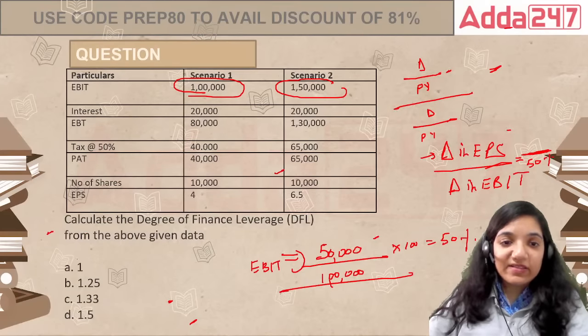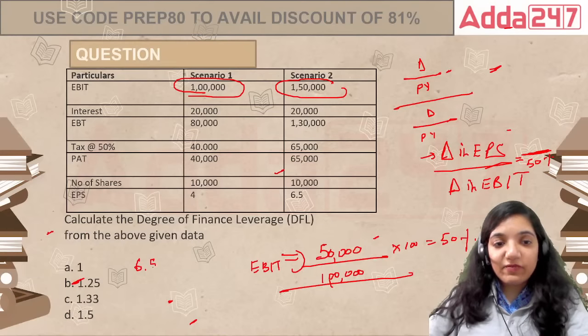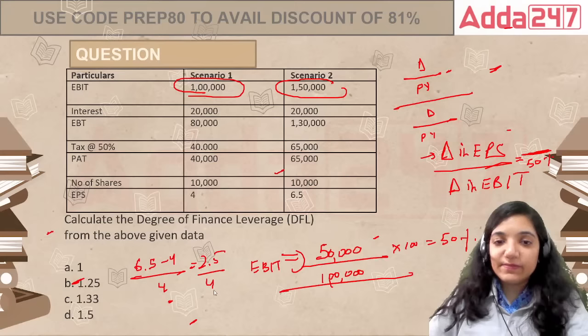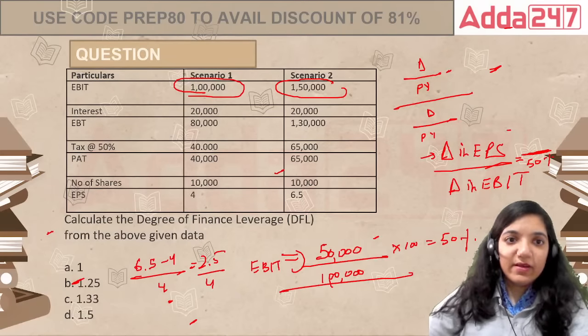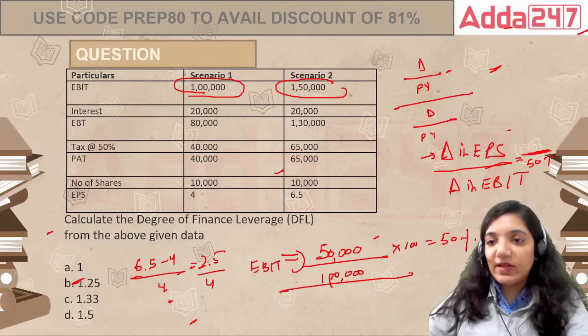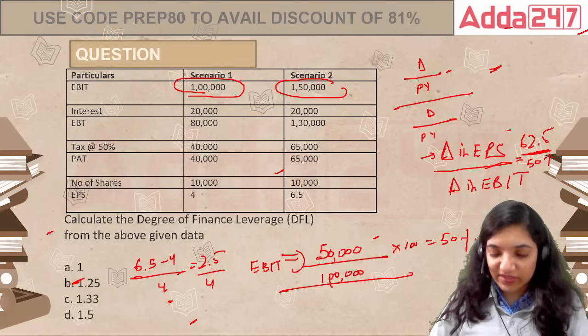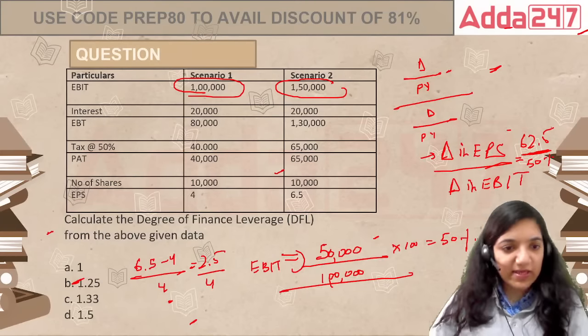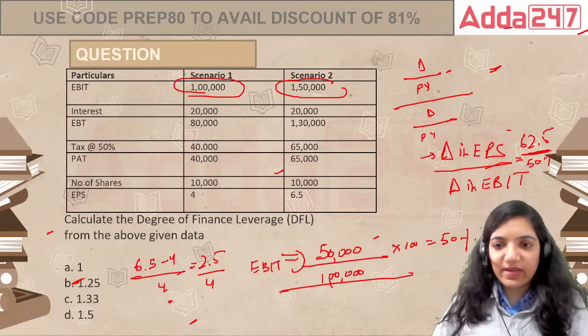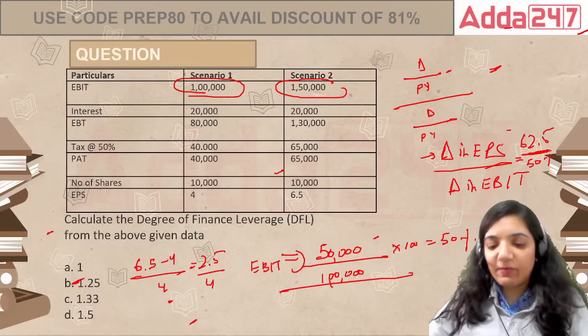In terms of EPS, it is going to be 6.5 minus 4 divided by 4. It is going to be 2.5 divided by 4. It comes out to be 62.5. So in this case, it's going to be 62.5 divided by 50%. Getting different answers there. What is the correct answer, everyone? 62.5 divided by 50.